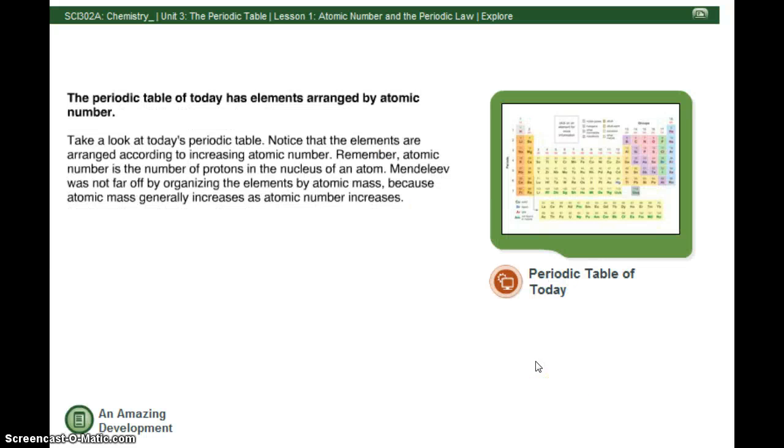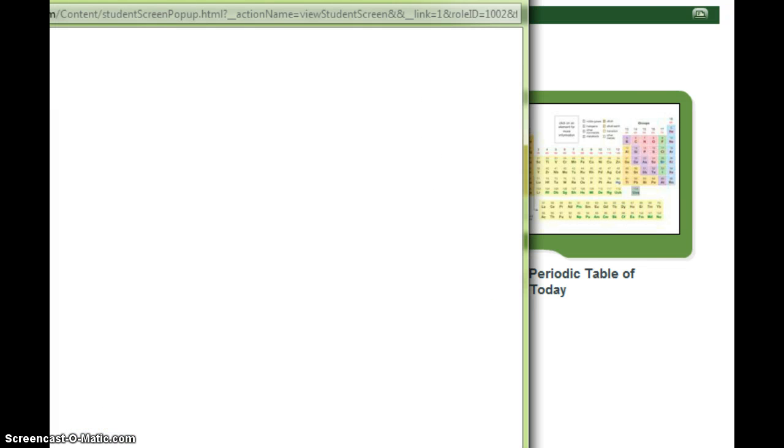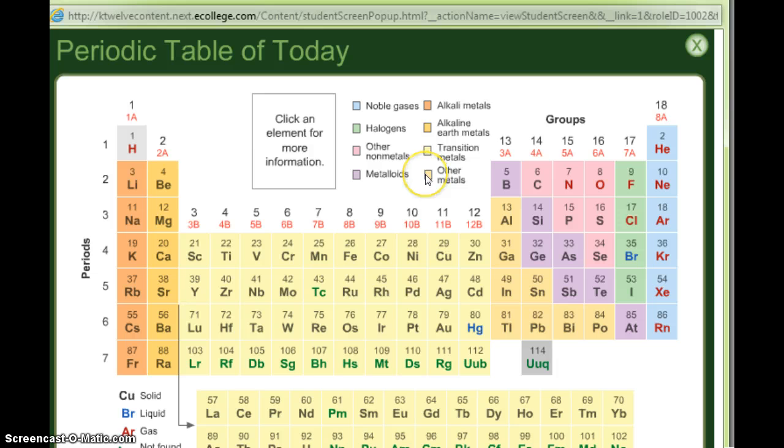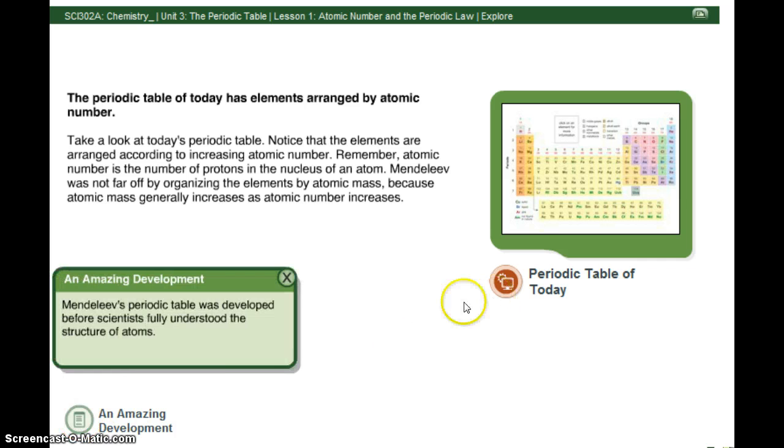The periodic table of today has elements arranged by atomic number instead of atomic mass like Mendeleev did. Take a look at today's periodic table. Notice that the elements are arranged according to increasing atomic number. Remember, atomic number is the number of protons in the nucleus of an atom. Mendeleev was not far off by organizing elements by atomic mass because atomic mass generally increases as the atomic number increases. So again, Mendeleev used mass because they didn't know about protons. We use the number of protons. They go up in order, really nice. And that's what we use to organize the periodic table today.